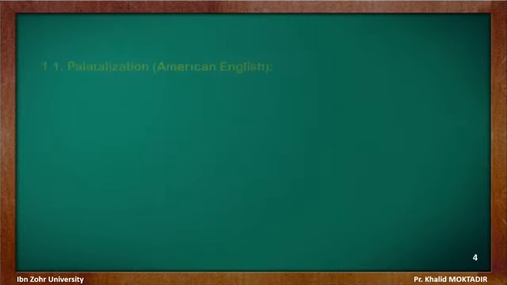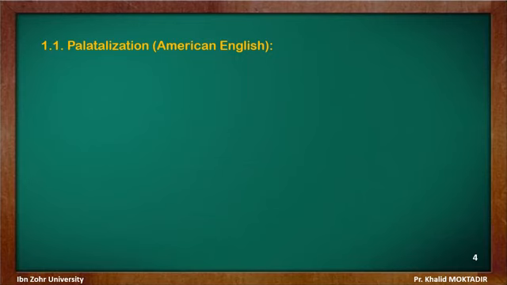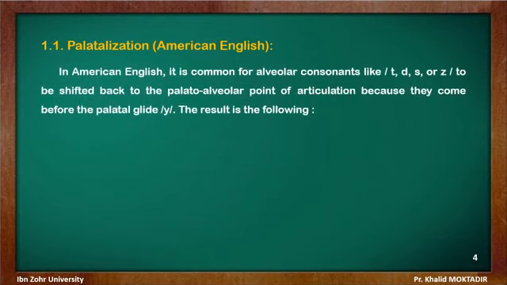Now look at these examples from American English. In American English, it is common for alveolar consonants like t, d, s, and z to be shifted back to the palatal-alveolar point of articulation because they come before the palatal glide y. Look at these examples.